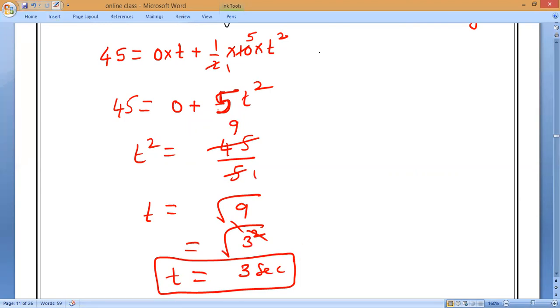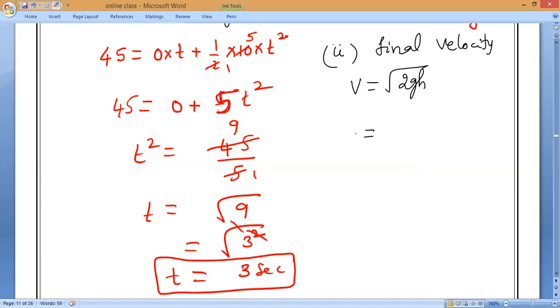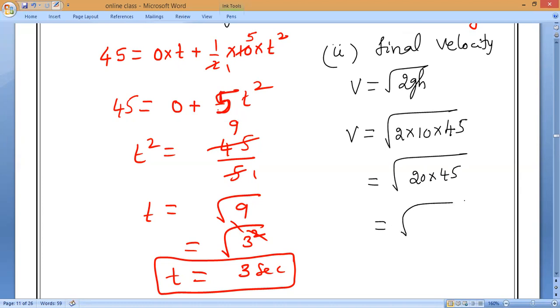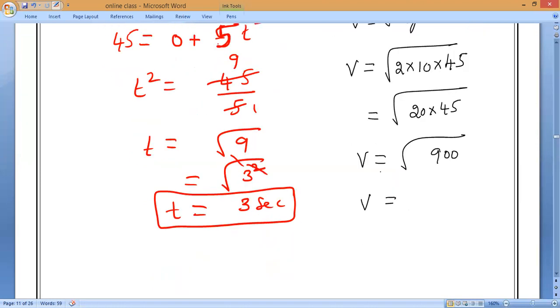Now find the final velocity before touching the ground. Which equation will you use? Just now I said, final velocity of a freely falling body. How can we find it? V is equal to root of 2gh. That's all. So V is equal to root of 2 into G value 10 into H equals 45, which is equal to root of 20 into 45. Multiply it and tell me how much it is. 20 into 45? So 900. So root of 900, what is the value? 30, sir. Very good.